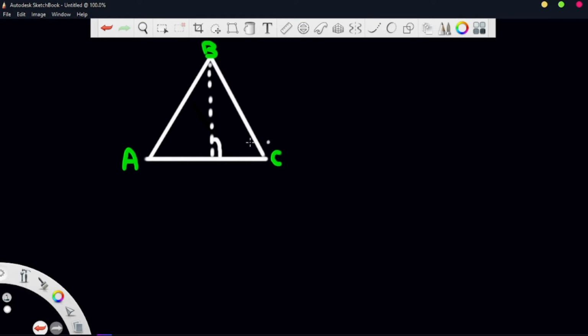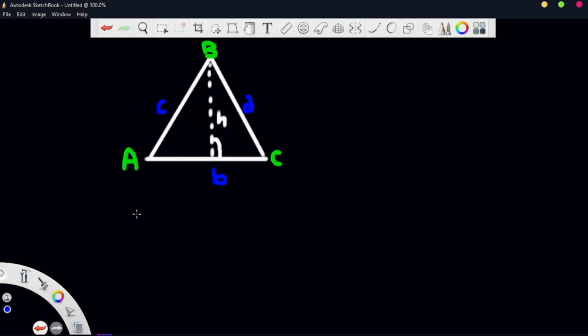Let's say this is H, and then what you have to understand is that this is A, so this will be small letter a. This is C, so that will be small c. This is B, that will be small b.